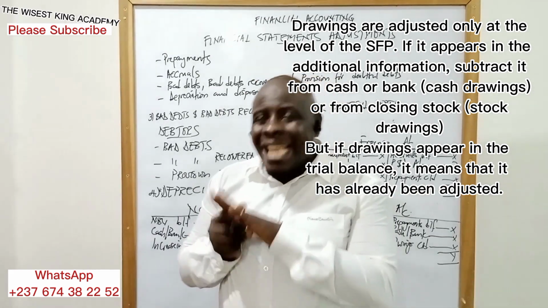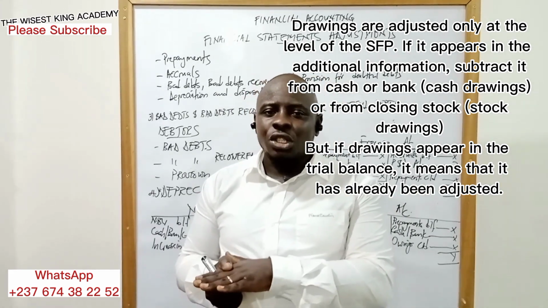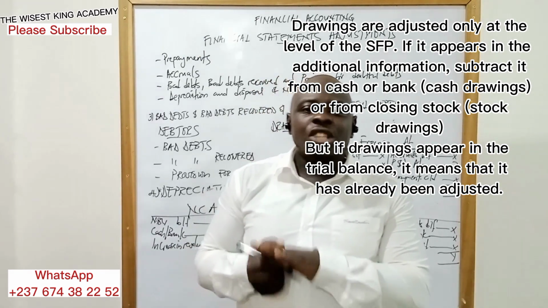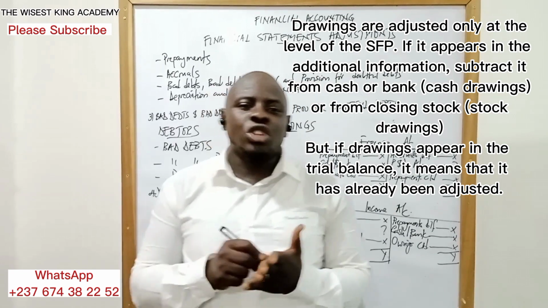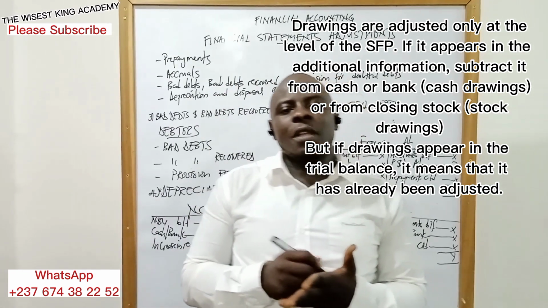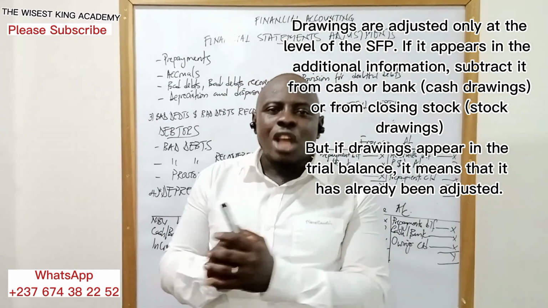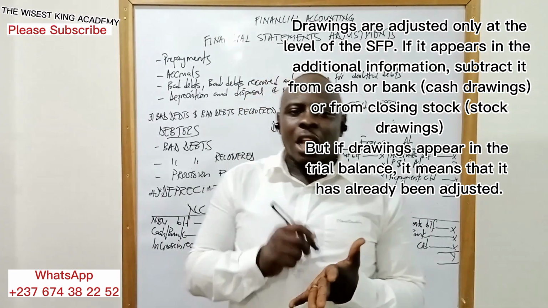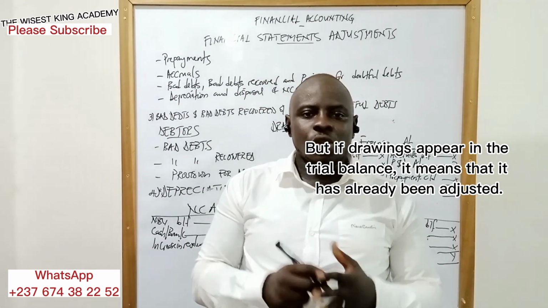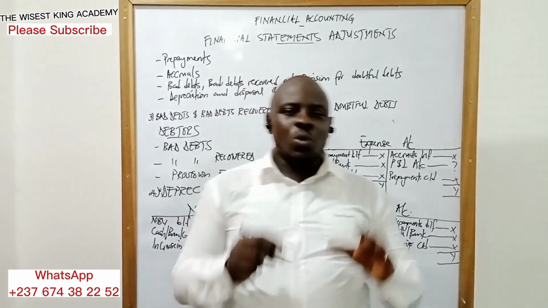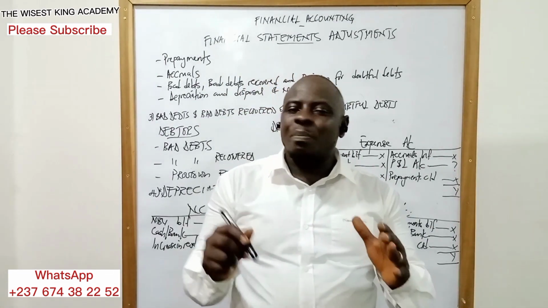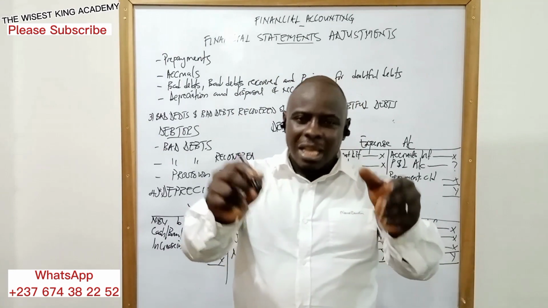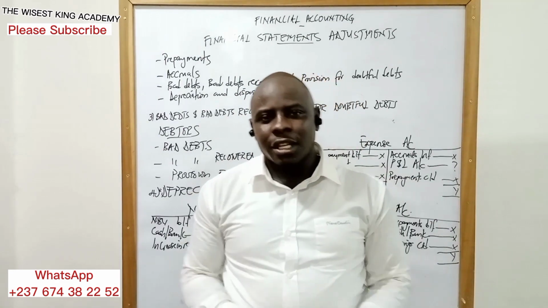But if it appears in the additional information, please take note that the adjustment is only at the level of the statement of financial position. If it is drawings of cash, you subtract it from the value of cash or bank. If it is drawings of stock, you subtract it from the closing stock. So these are the adjustments. With this, you carry out the adjustment, you prepare your income statement. I tell you the truth, it must balance.